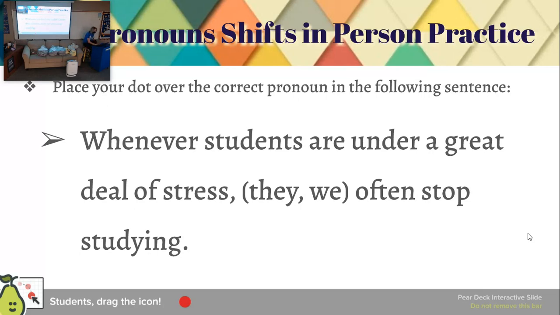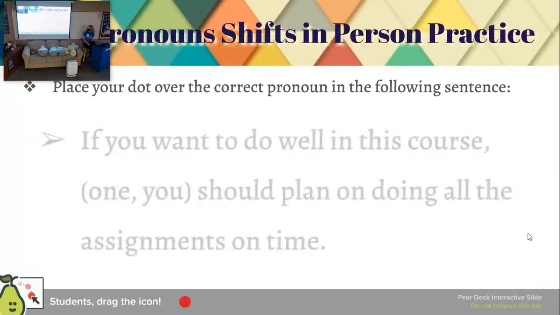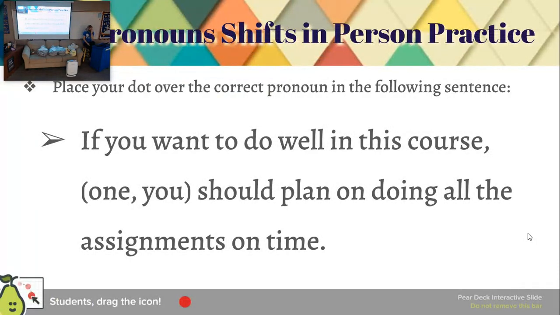Oh, this is one off the deep end there. Okay, so it's they, right? This sentence is written in third person point of view, so we want to maintain that third person point of view. It's not written in first person. It's written in third person. So they is correct. Try this one.